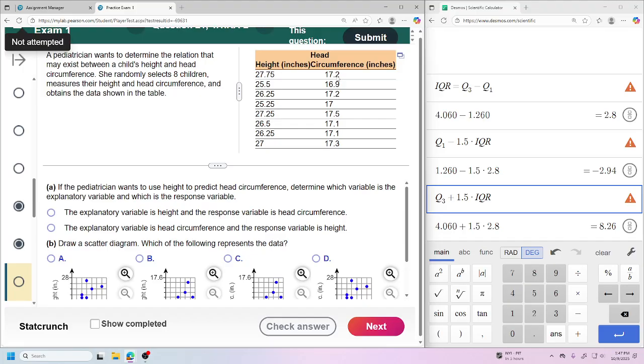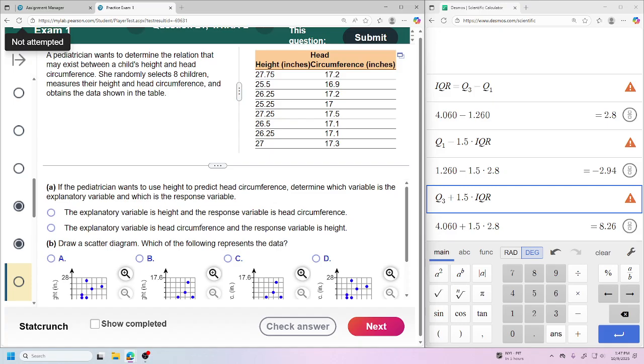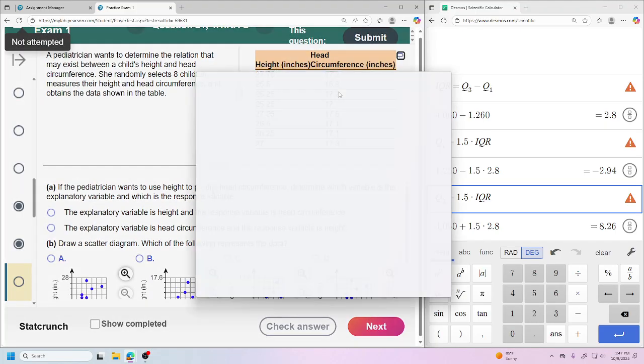So we got circumference and height, and they're wanting a scatter plot. Look, notice this whole thing. This is the entire problem right here. Multiple choice, right? Not too bad. So let's try to figure out how to do the scatter plot for this. So open in StatCrunch.